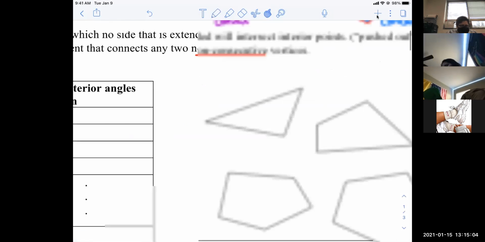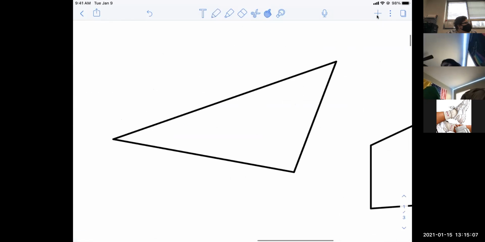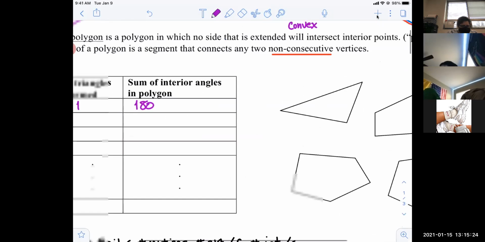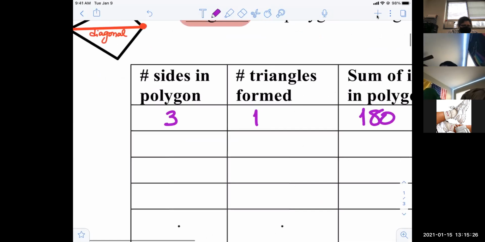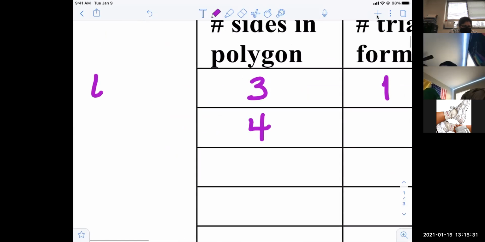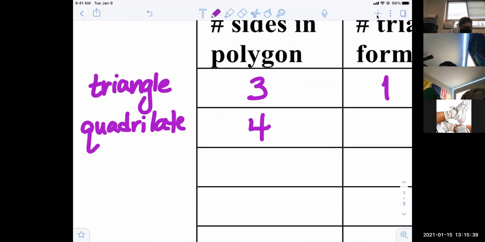Okay, so here's a triangle. How many diagonals does a triangle have? Yeah, none, right? There are no diagonals because every vertex is connected to every other vertex. If I try to draw a diagonal to a non-consecutive vertex, there are no non-consecutive vertices. So that one is just 180 degrees. All right, number of sides. If there's 4, I'm going to write terms over here also. You know that 3 sides is called a triangle. 4 sides is a quadrilateral. Oh, I shouldn't have said that. I was supposed to ask you that.